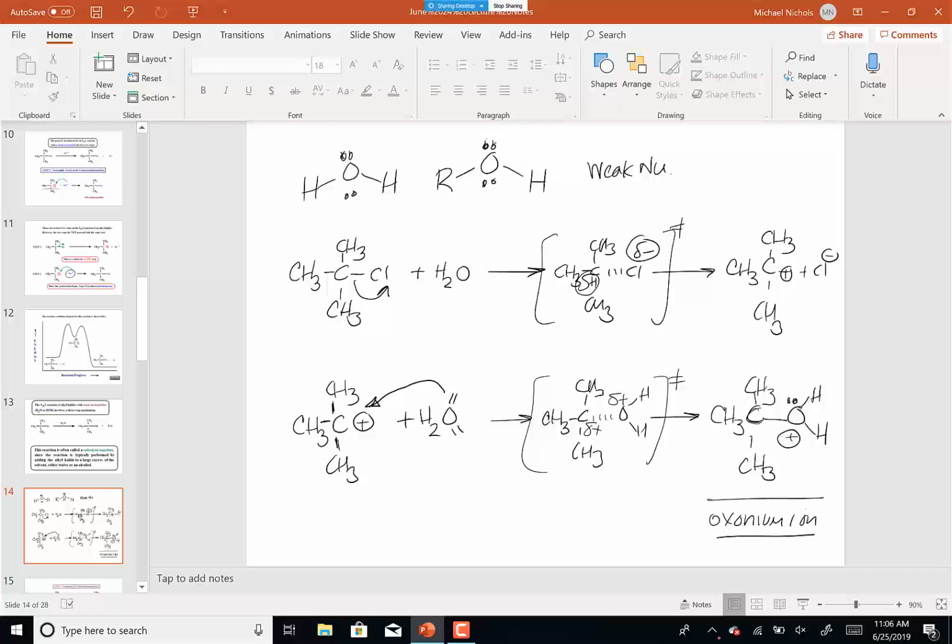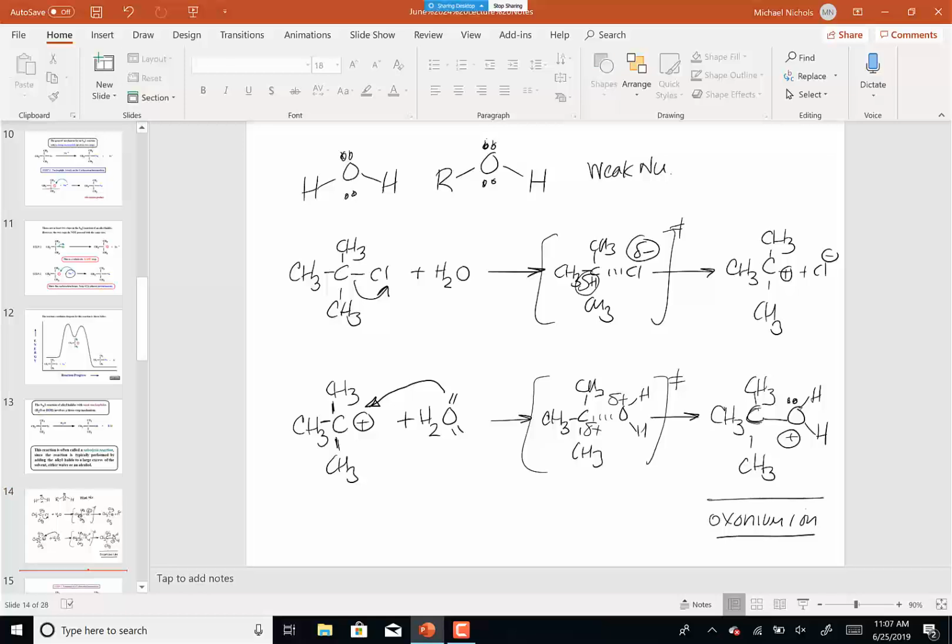Oxonium ion, is it happy? Why not? Why isn't it happy? I had a positive charge on oxygen, and oxygen's what kind of an element? It doesn't like positive charges because it's electronegative. So that oxygen would be much happier. And happiness isn't part of the chemistry. Stability is. So it would be more happy and more stable if it was neutral.